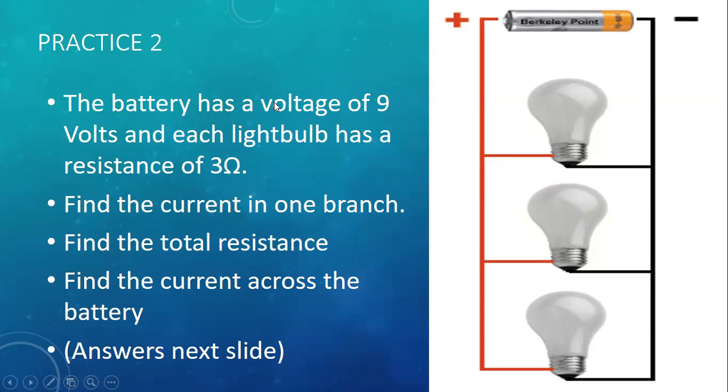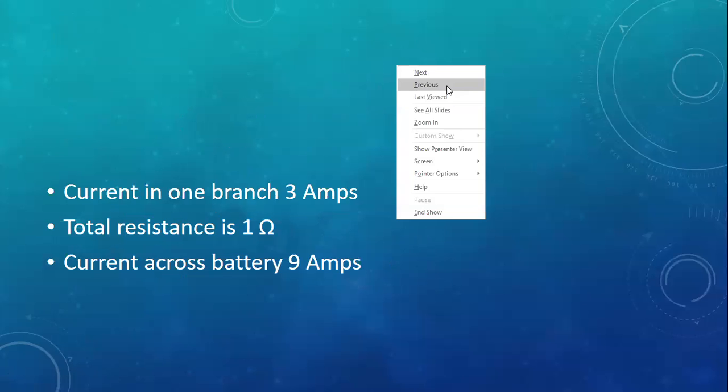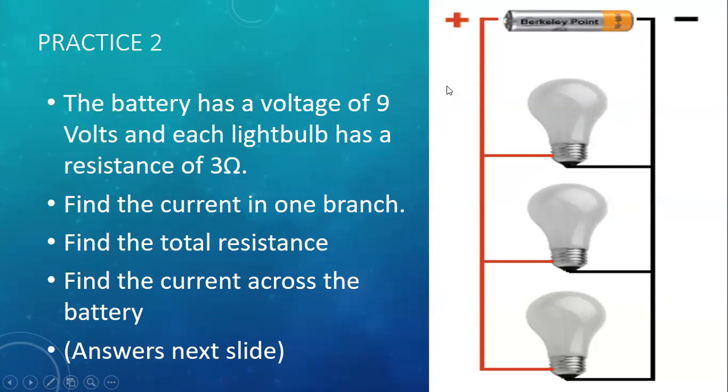All right. So if we take a look at this one, there are three questions. Find the current in one branch, find the total resistance, and then find the current across the battery. That is what we are going to do. I'm going to break up that whiteboard in a second, and then we'll take a look at how to do this.